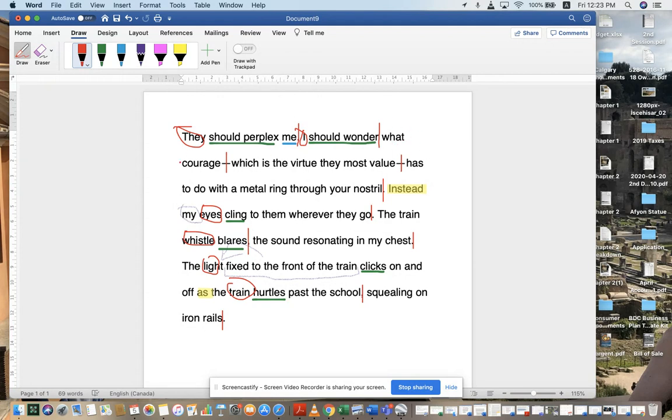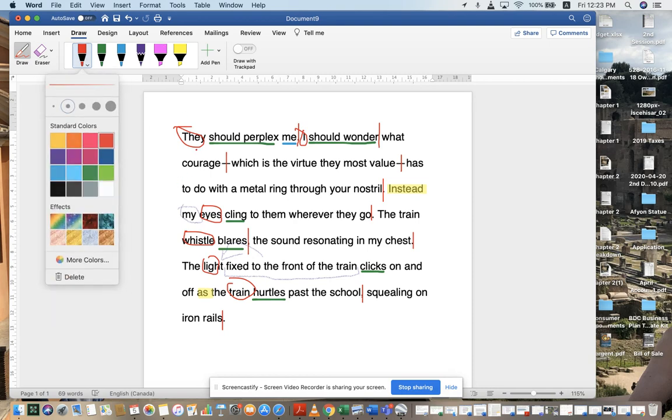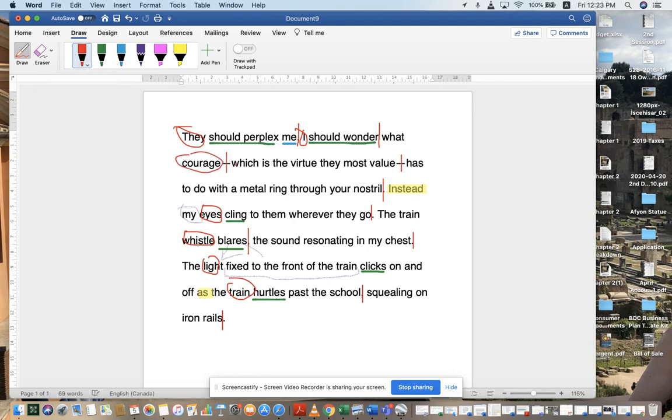What type of courage? Okay, so "what courage" is our subject. I'll get to this in a second, but "has," and then the object infinitive, "to do," with what? "Ring." What kind of ring? "Metal." "Through," again, another preposition. "Nostril," and the possessive is "yours," or "your nostril." Okay, so in other words, what courage has to do with a metal ring through your nostril?